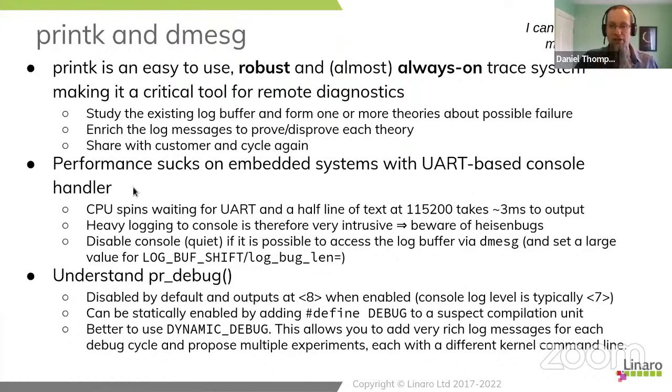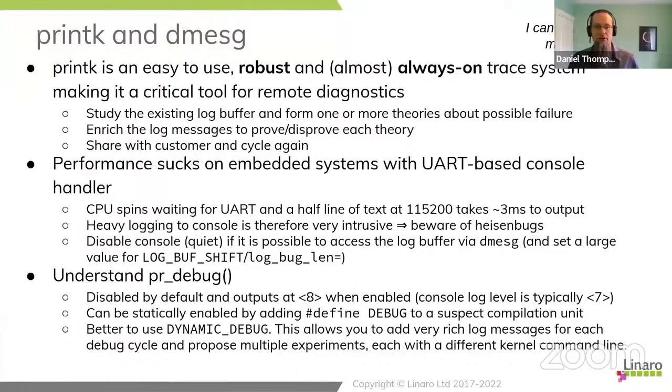So the reason performance sucks on embedded systems based on a UART console is that the CPU spins waiting for the UART to complete. This is the technique the kernel is doing to avoid interleaving problems with the printing system. And if I point out that half a line of text at 115200 baud takes about 3 milliseconds to reach the output. So it's not that the performance of the printing going to the screen is causing you the pain. What's causing you the pain is that the CPU is not doing anything else. The load on CPUs that print to the UART from within the kernel is enormous. And that means that heavy logging to the console will cause Heisenbugs, almost for sure.